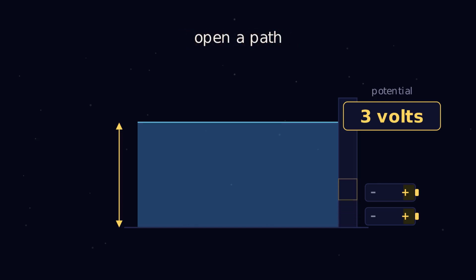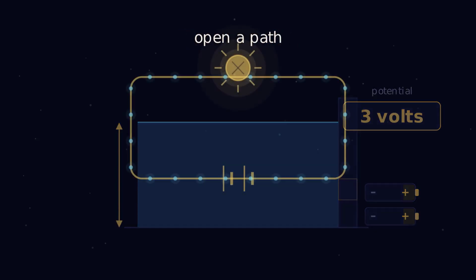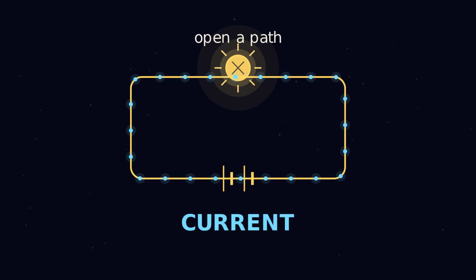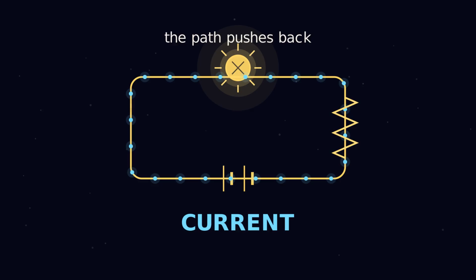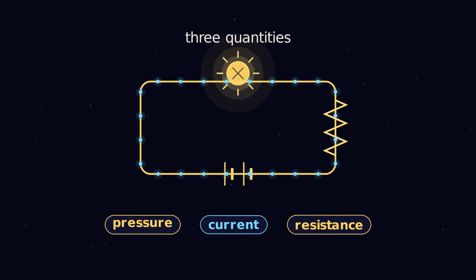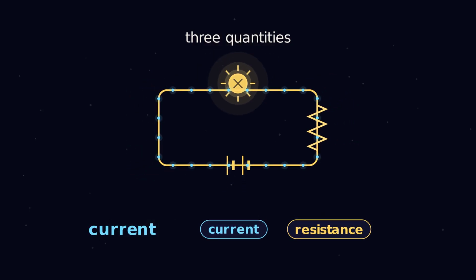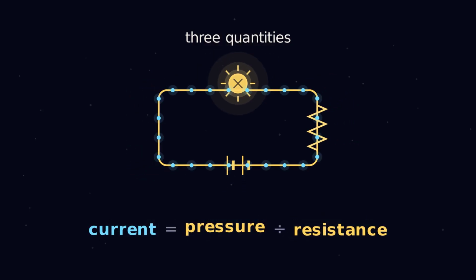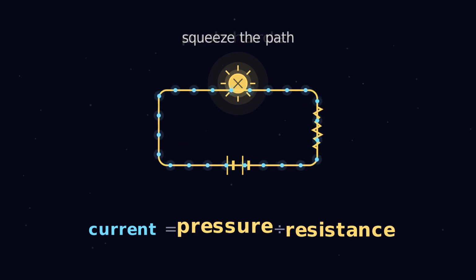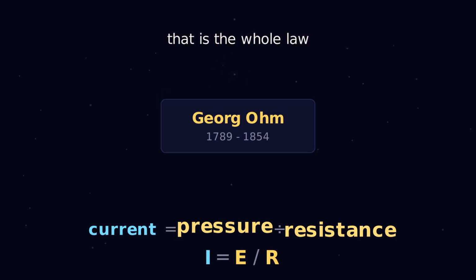Now open a path and the pressure finally does something. Electrons move. How many sweep past every second? That is the current. And the path pushes back. Every material resists a little, which is called resistance. 3 quantities, and they lock together into one tidy sentence. The current you get is the pressure, divided by the resistance. Push harder, more flows. Squeeze the path, less flows. That is the whole law. A man named Georg Ohm worked it out 200 years ago.